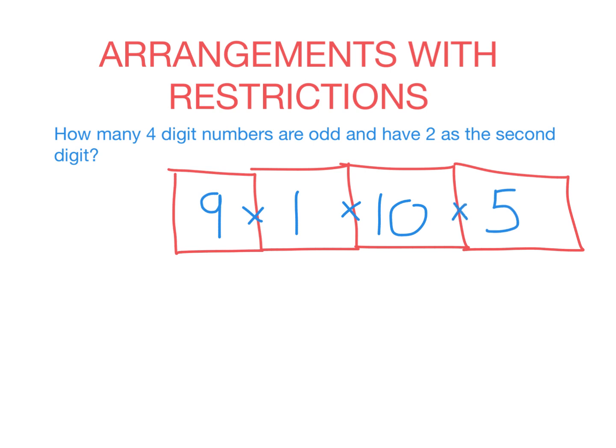9 times 1 times 10 times 5, and that gives 450. Of course, there are other ways to do this question, but I think the boxes is a good way to think about this.